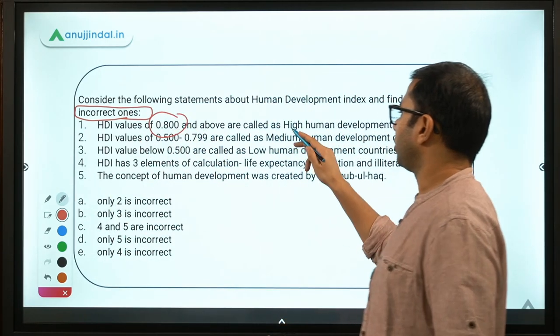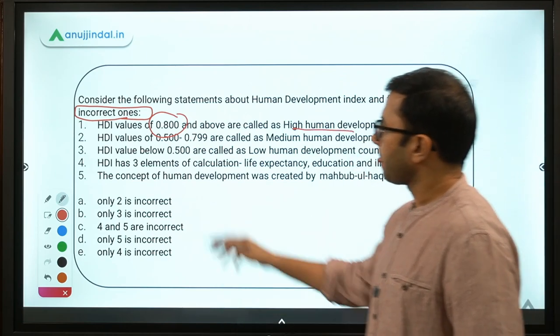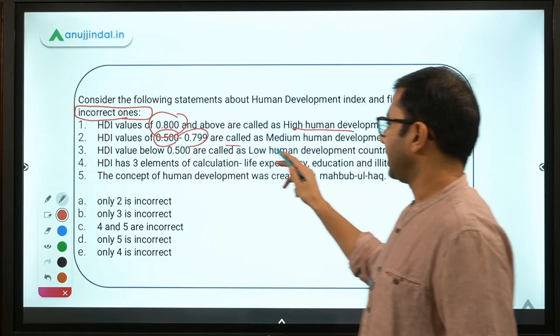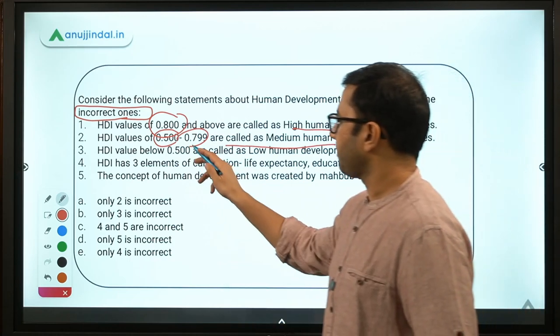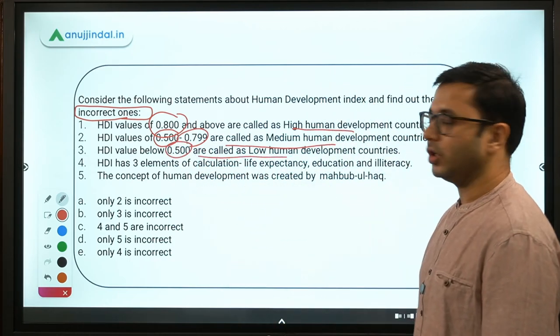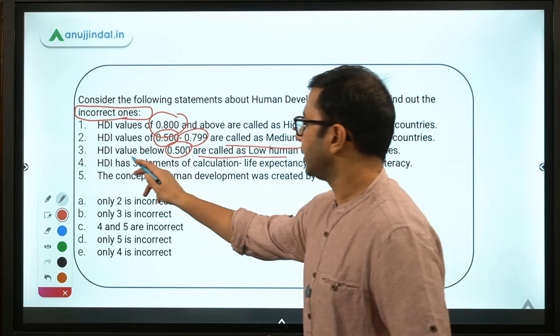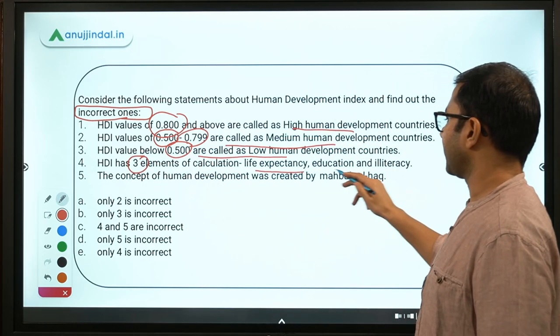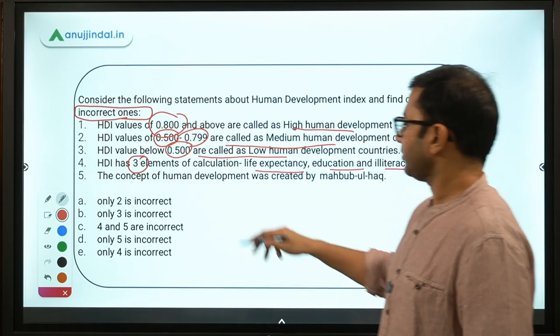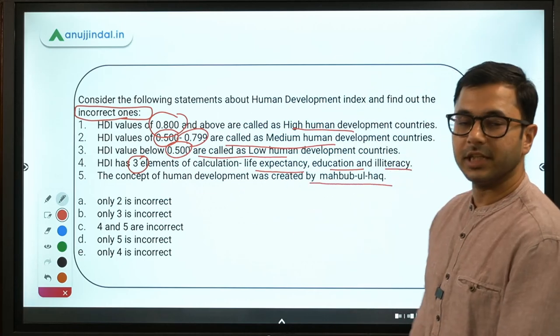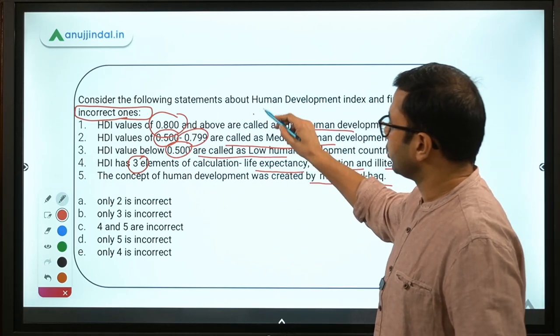0.8 and above are called high human development countries. 0.5 to 0.799 are medium human development countries. Below 0.5 are called low human development countries. Three elements: life expectancy, education, illiteracy. Concept of human development created by Mahbub ul Haq. Look, these three are correct.